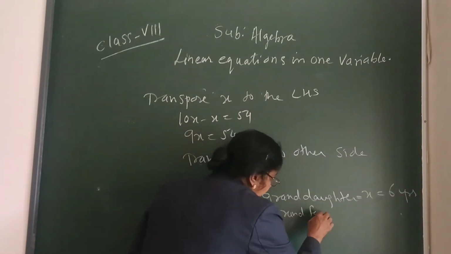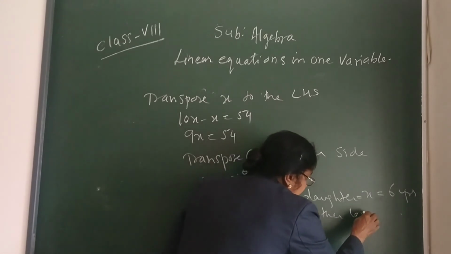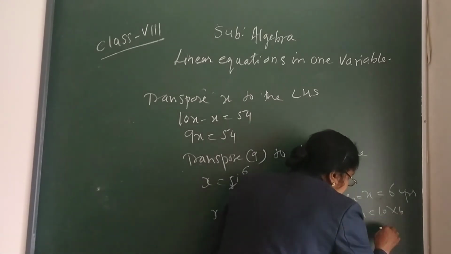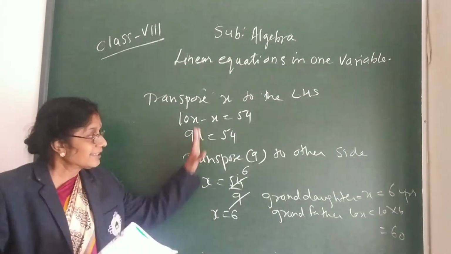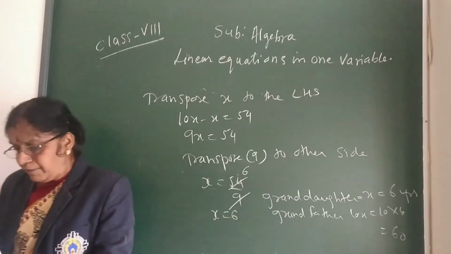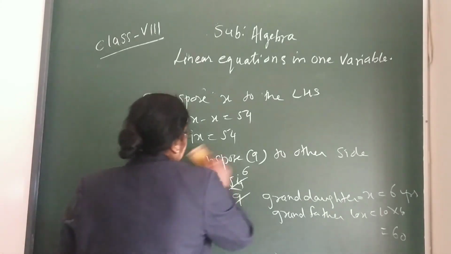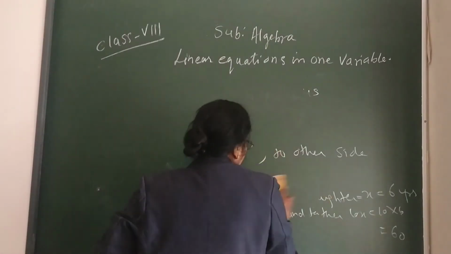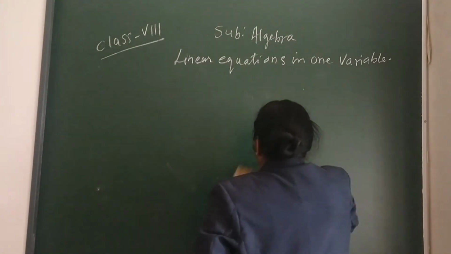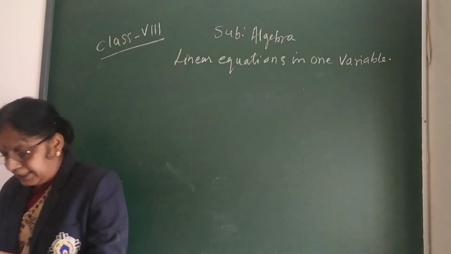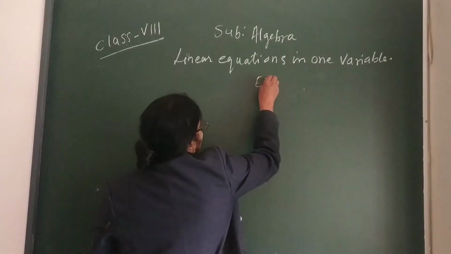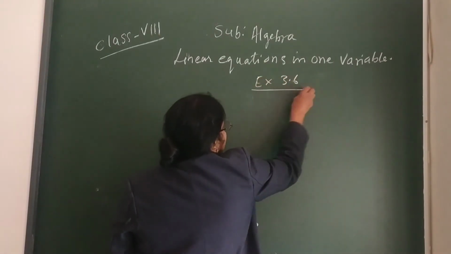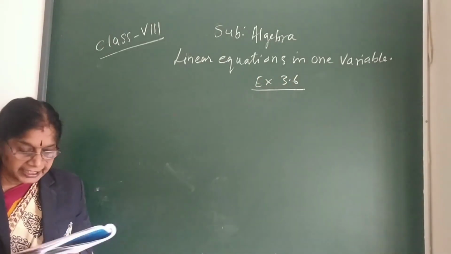Grandfather's age is 10x, which is equal to 10 into 6, which is equal to 60 years. So came to know what it is? This is how you have to find it out. Now let us go to the next exercise, the last exercise, that is exercise 3.6. This is also the transposing method.